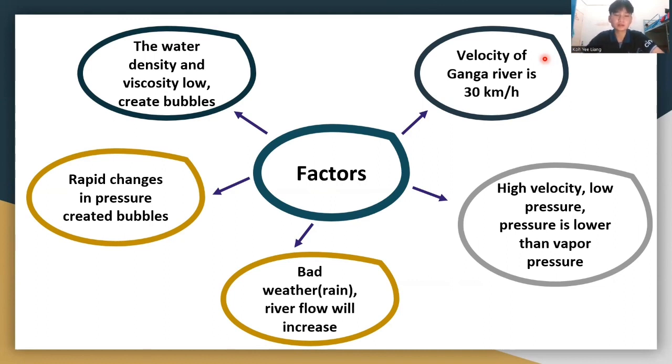The weather is also a factor, because when there is bad weather, such as rain, the river flow will increase. Same as before, when the river flow increases, velocity also increases, then the pressure will be low. And the rapid change in pressure also creates bubbles. Sometimes it rains and sometimes it doesn't. Since the hydroelectric plant is located at the foot of the Himalayas, the pressure and the weather always change. Sometimes it's raining, sometimes it's hot. So the pressure difference creates bubbles.